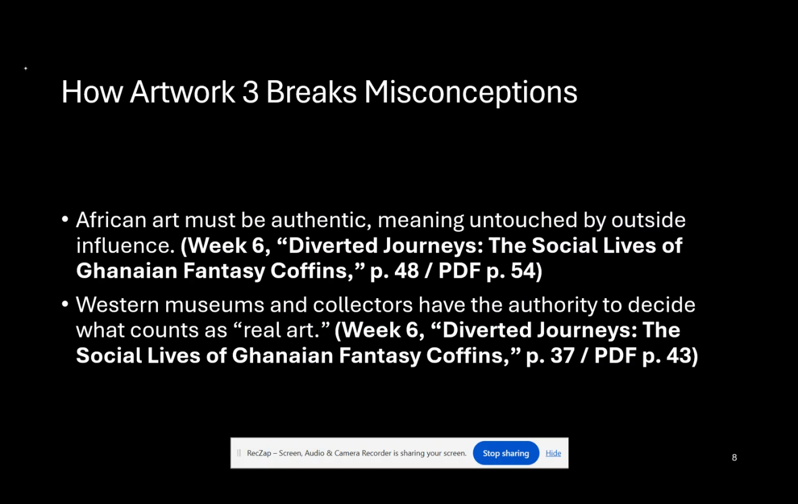Of course, Olowe uses a European style chair form, but the symbols he uses to transform it are rooted in Yoruba royal culture. The result is not less African or less Yoruba.